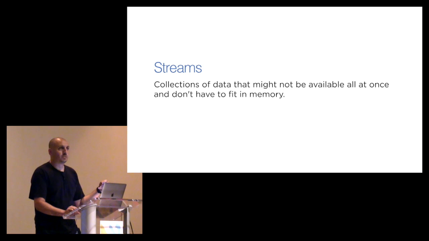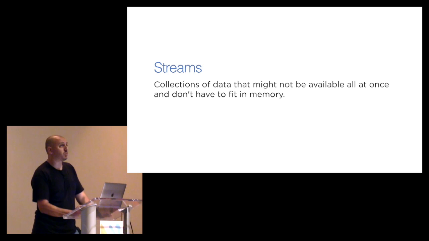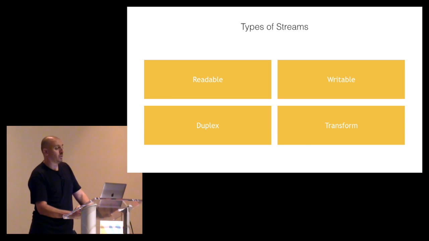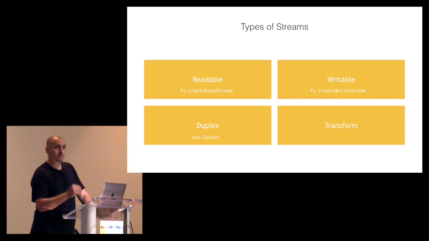That's streams. For example, there are readable, writable, duplex, and transform streams. Some examples: for a readable stream, you can do fs.createReadStream. You get a readable stream out of a file. With fs.createWriteStream, you get a writable stream for a file. Sockets are duplex streams, which means you can read and write from them. And transform streams include the zlib library, for example.